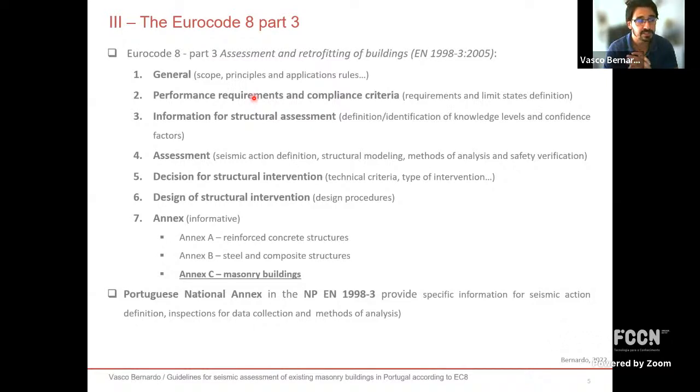Sections 5 and 6 are the decision and the design of the structural intervention. And finally, section 7 is the informative annex, where it is mainly prescribed the capacity models for different types of construction. In this presentation, I will only address annex C, which corresponds to the masonry buildings. The Portuguese National Annex also provides some specific information concerning the seismic action definition that has to be verified for the different limit states, and also some recommendations for the in situ inspections.